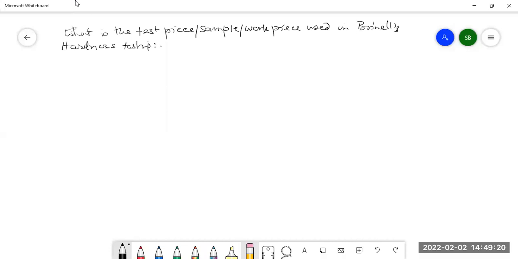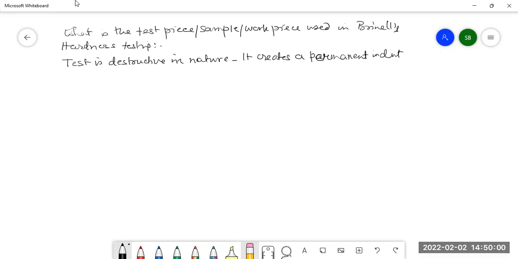Why do you have to use a separate test piece? Why don't you use the original machine member whose hardness we want to take? The simple answer is that the test is destructive in nature. What do you mean by destructive? It creates a permanent indent over the workpiece.